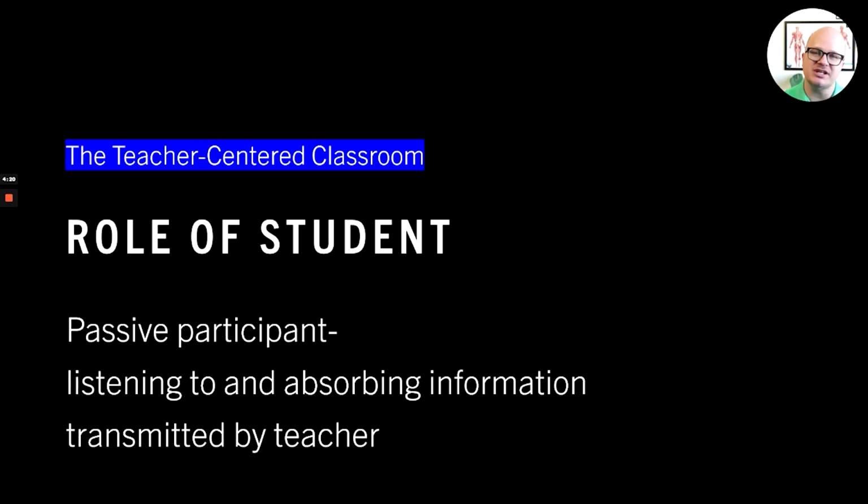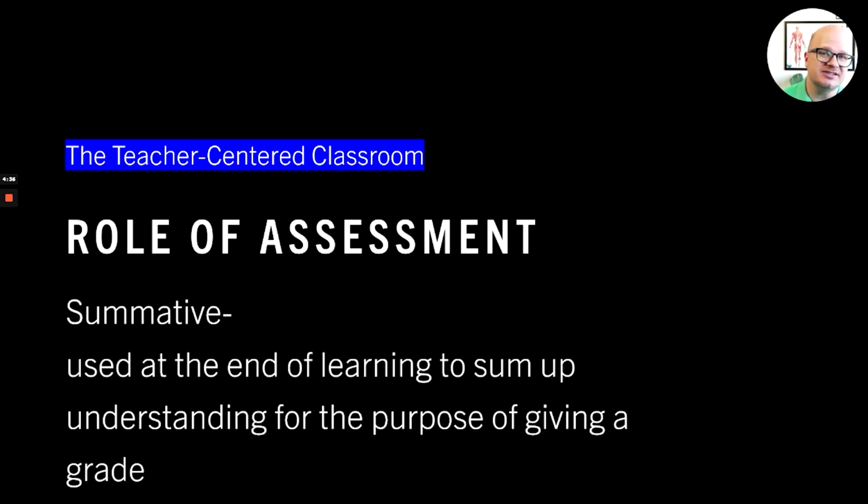That's generally what's happening in that classroom. You've all had that. We've all been in this type of classroom. Now, what's the role of the assessment? That's probably a little surprising for you. Of course, you could think student-teacher, but what about assessing?